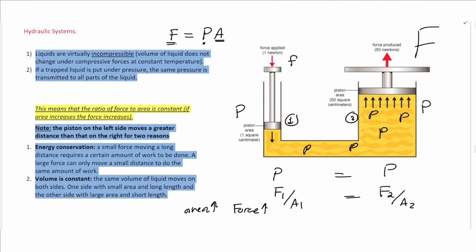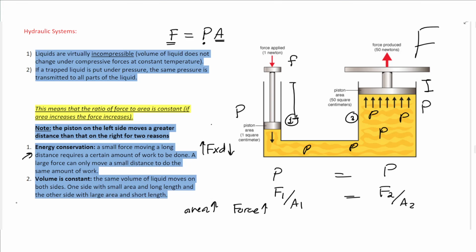Also, you are required to explain that if you have a smaller area, you have to move a longer distance. If you have a larger area, you move a smaller distance. To explain this, you either use the concept of energy conservation. You say that the energy input is equal to the energy output. So energy is equal to force times distance, which is the work. If the force increases, the distance decreases.